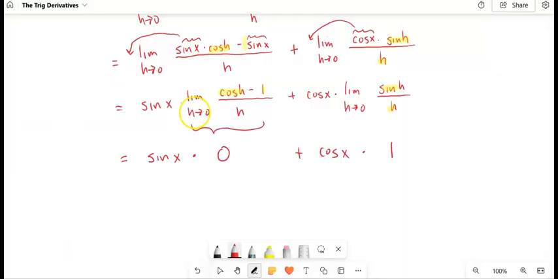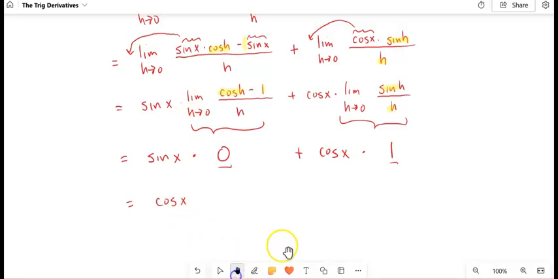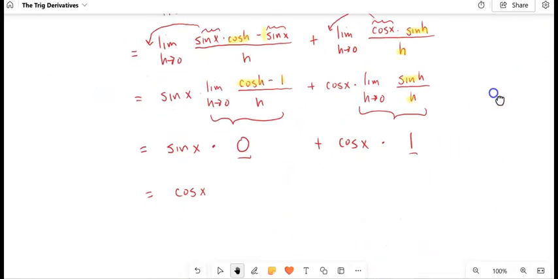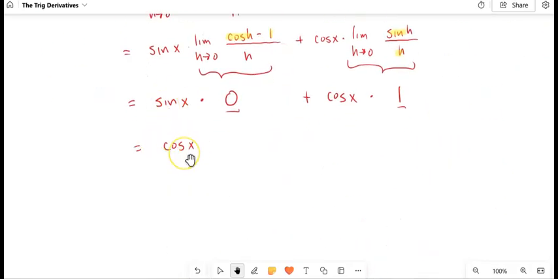So this limit right here is approaching 0. This limit right here is approaching 1. So we get sine times 0 is 0. Cosine times 1 is just cosine. All right? Now follow that up. What did we just show? We showed, if you follow the path, the derivative of the sine function is, do all that math, the cosine function. So the derivative of sine is in fact cosine.